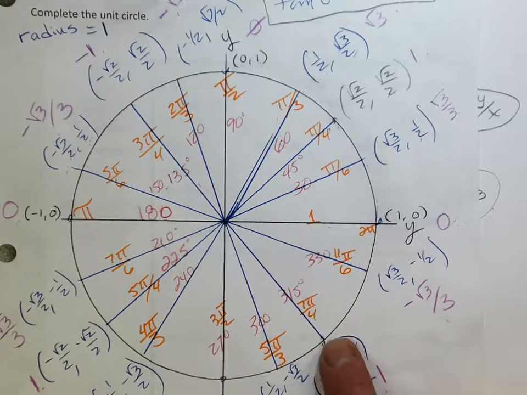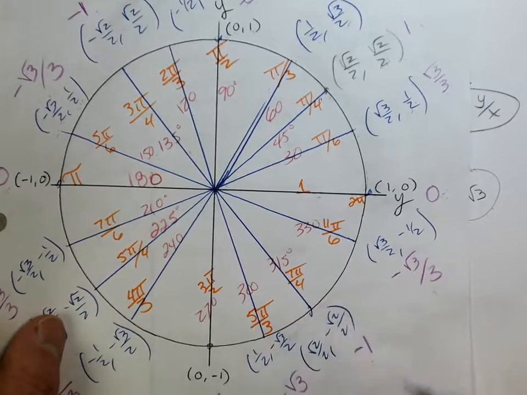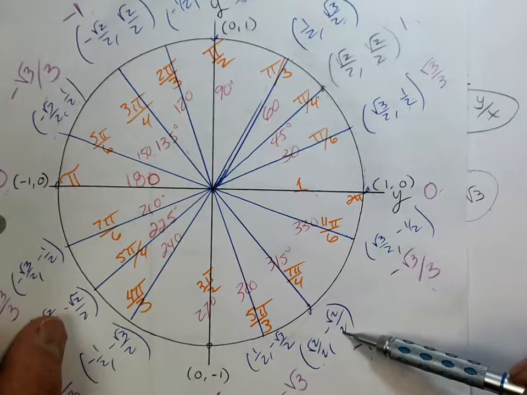So I'm at this spot right here. What I need is the sine. So here's where the answer is found. The sine is the y value. So it's going to be negative square root of 2 over 2.